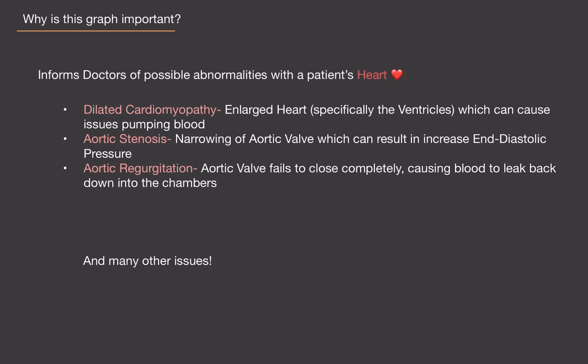It's the narrowing of the aortic valve, which can result in an increase in end diastolic pressure, which we're going to talk about. Another one is aortic regurgitation. This is when the aortic valve fails to close. And this would cause blood that's currently in the aorta to leak back down into the chambers. And there are so many other issues as well. That's why this graph is important.